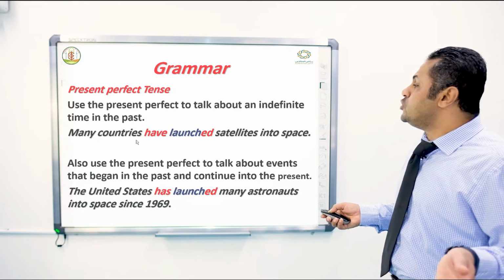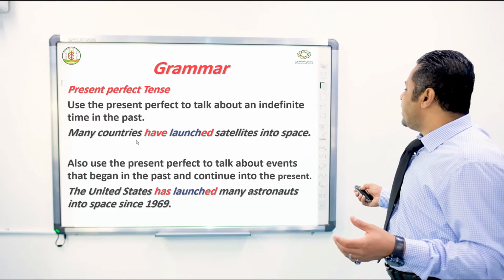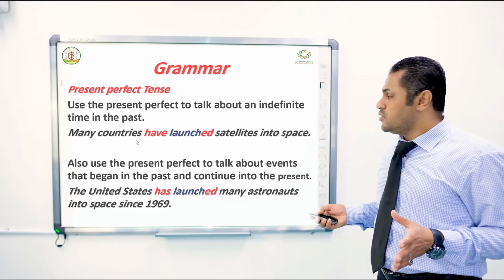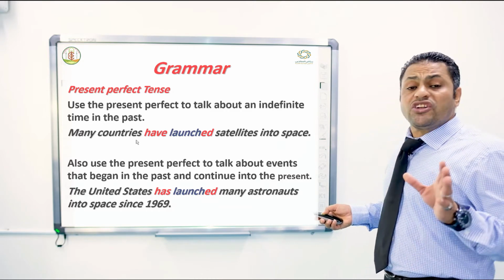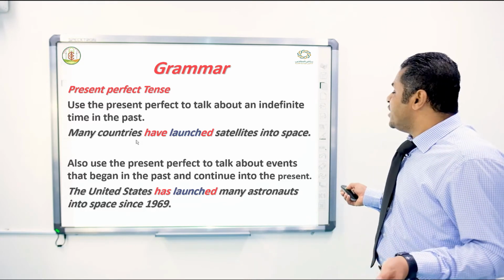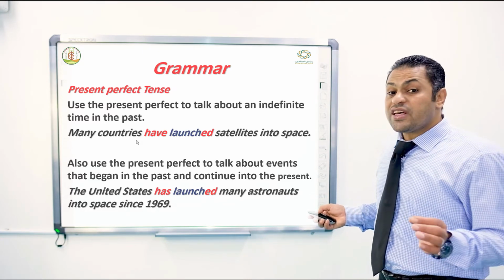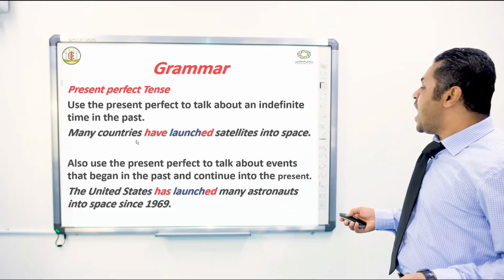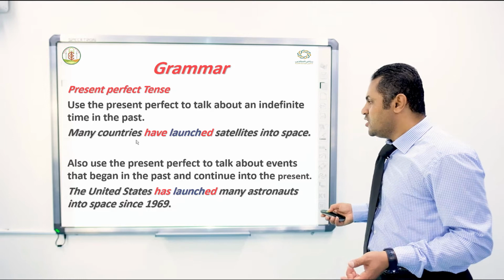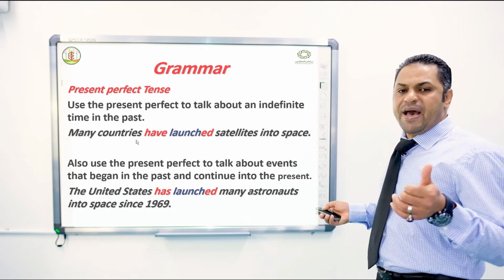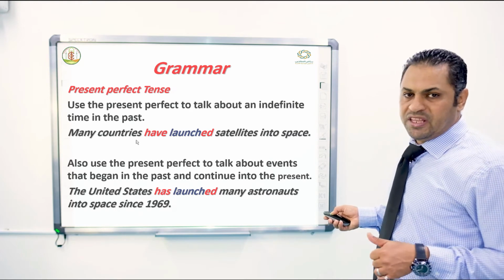Because we can use the present perfect to talk about an indefinite time in the past. Something happened in the past, but at an indefinite time, or something that has just happened. Many countries have launched satellites into space. Here we have the verb to have in present followed by the past participle, or the verb in the third shape.